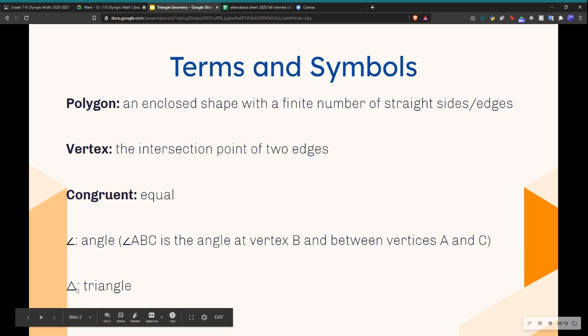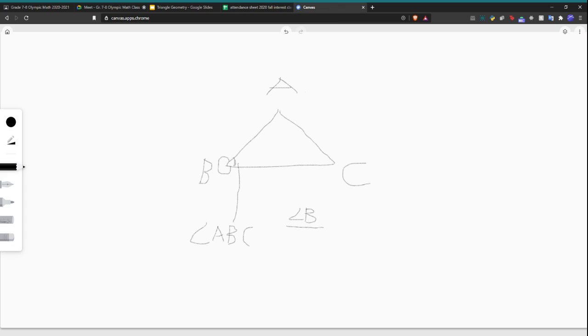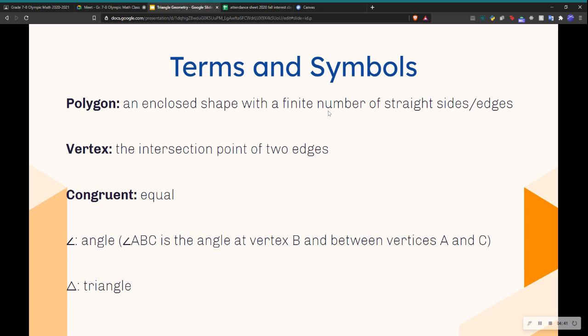All right, so that's an angle. And then we just have this triangle symbol to represent a triangle. So I can put this triangle symbol in front of ABC, like this. So just triangle ABC. That's how I would name this triangle, where the letters are your vertices. Any questions about these terms? No questions? I'll move on.